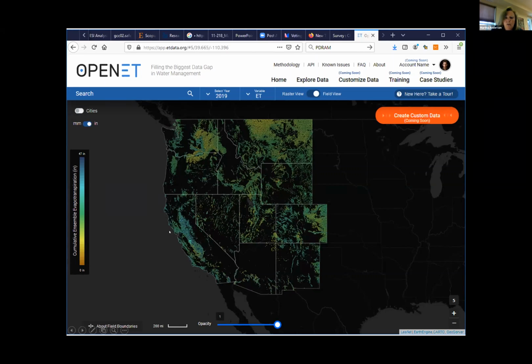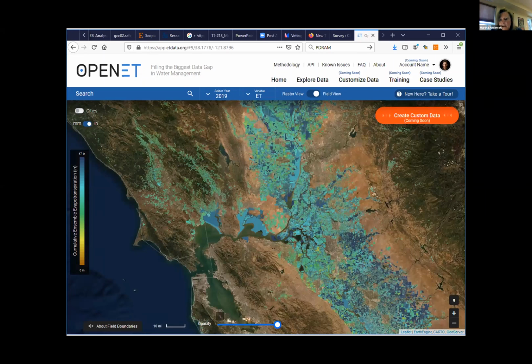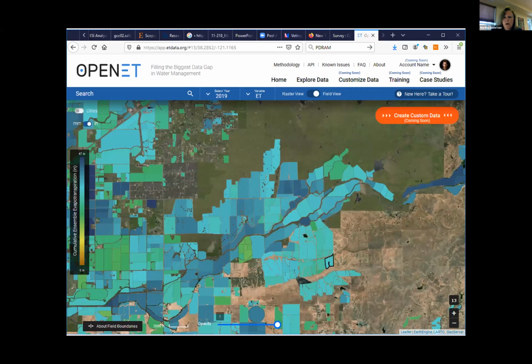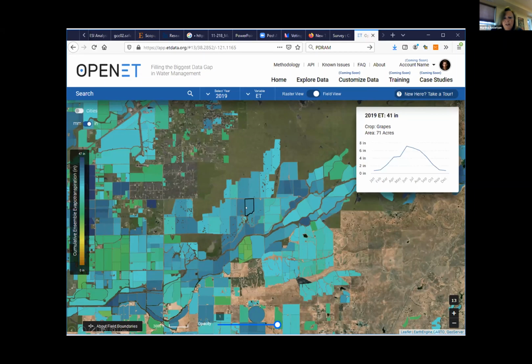So let's zoom in over here, over our Lodi field experiment site. You can see millions and millions of field polygons have been digitized. Zoom in even more. These are our two Pinot Noir vineyards. We can click on one of them and get the water use time series for that vineyard from one model or the ensemble. Click on the other vineyard, get another water use curve.